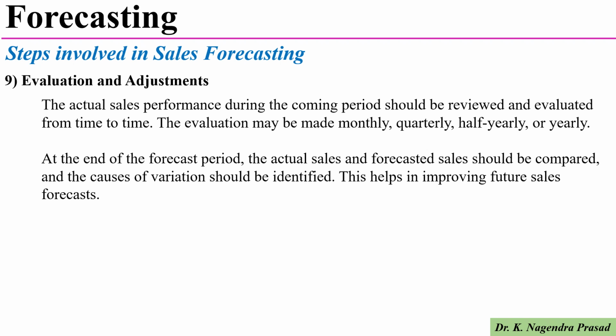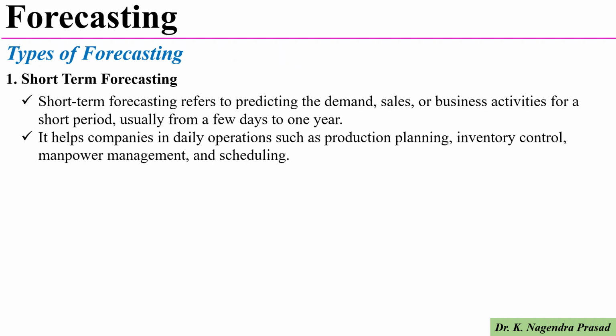The evaluation may be made monthly, quarterly, half-yearly or yearly. At the end of the forecast period, the actual sales and forecasted sales should be compared and the causes of variation should be identified. This helps in improving future sales and forecasts. So these are the general steps involved in sales forecasting.